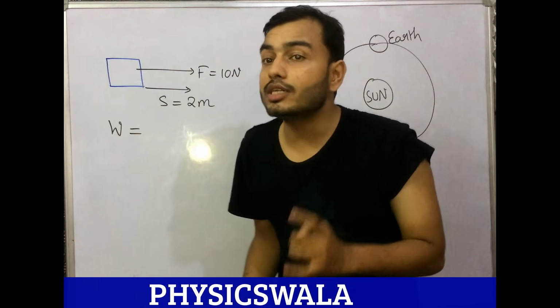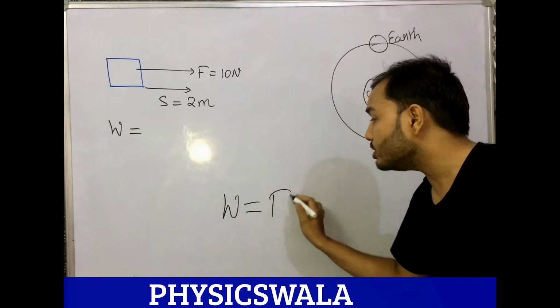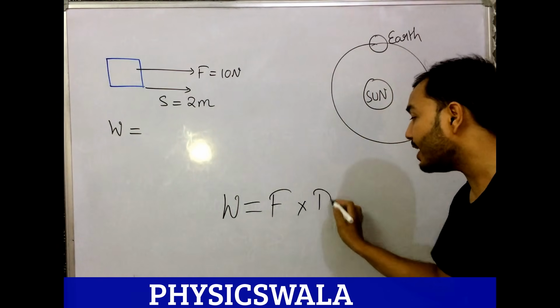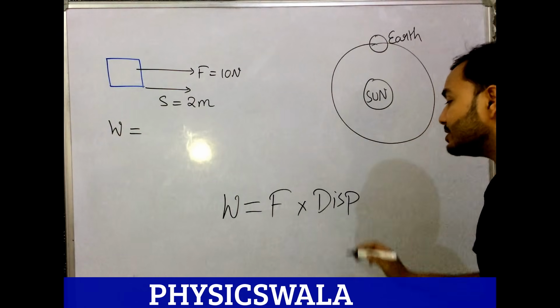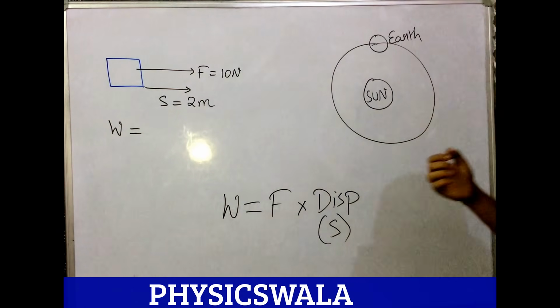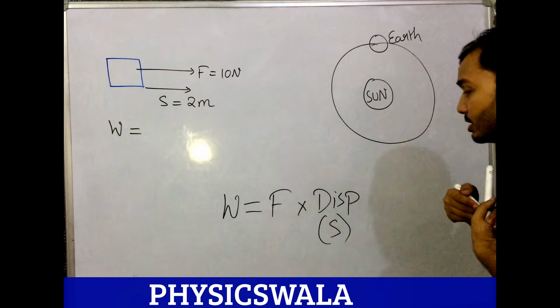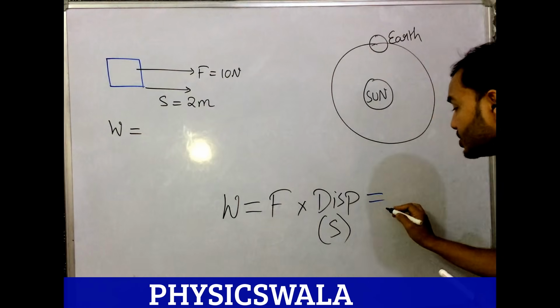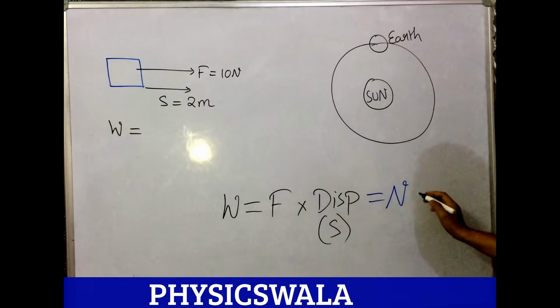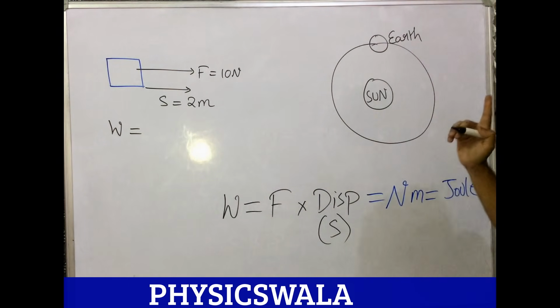Okay, till now we studied, what is the formula for work? Work is equal to force multiplied by displacement. And displacement is denoted by S. And this is force. And what is the unit of work? Yes, bachcho. Force is measured in Newton. Displacement in meter. So it becomes joules. Newton meter is called joule.